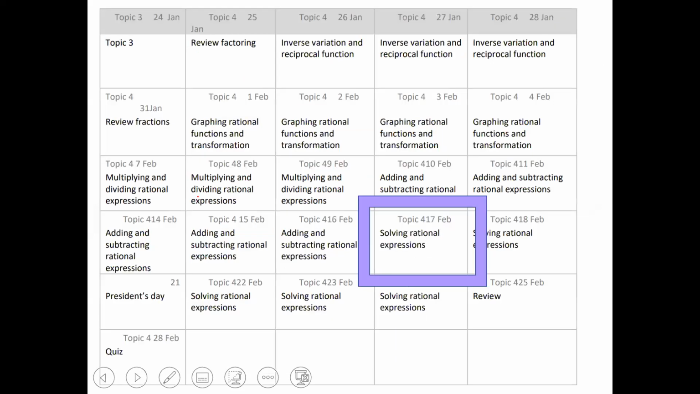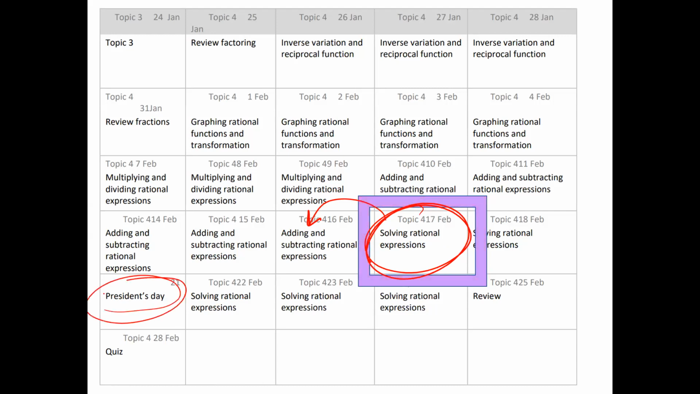So today is Thursday. We're actually not quite to solving rational expressions, so we're just going to finish up adding and subtracting rational expressions, and we'll probably start solving rational expressions. I most likely think we're going to do that on Tuesday, because Monday is President's Day, so don't show up to school, obviously.